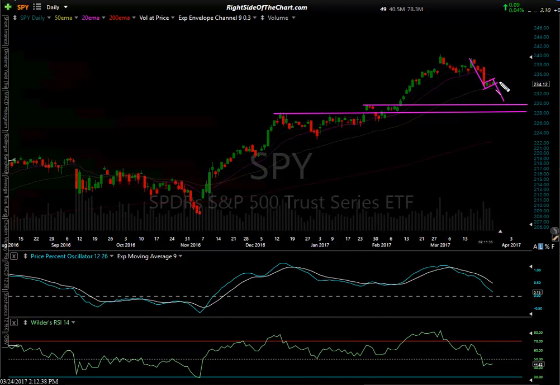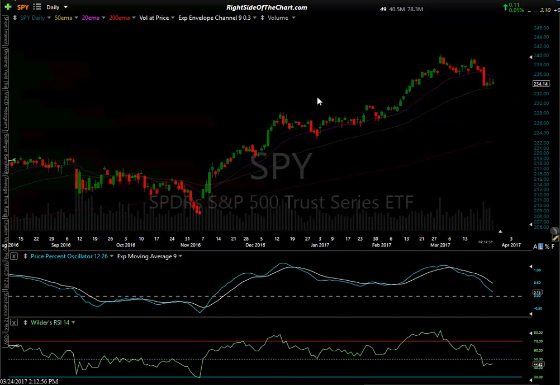However, most importantly, if we do break down, you want to see volume expansion, and you want to see an impulsive move out of there. You don't want to see prices limp around, bounce around for a few days. That's the nature of a bear flag continuation pattern, just like a bull flag is the same thing in reverse to the upside in a bullish trend.